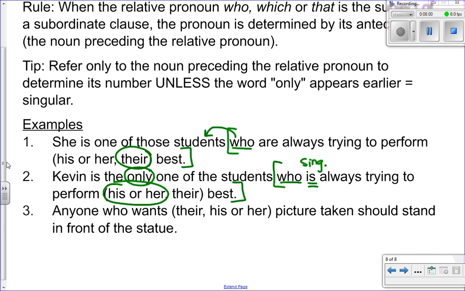All right, let's take a look at the third one. Anyone who wants his or her picture taken should stand in front of the statue. So first of all, where's my subordinate clause? Who wants his or her picture taken is my subordinate clause. I have my relative pronoun who, and what is it referencing? The antecedent is anyone. The word one is singular, and there's also a context clue. The verb is also singular, so I should say the singular pronouns, his or her.